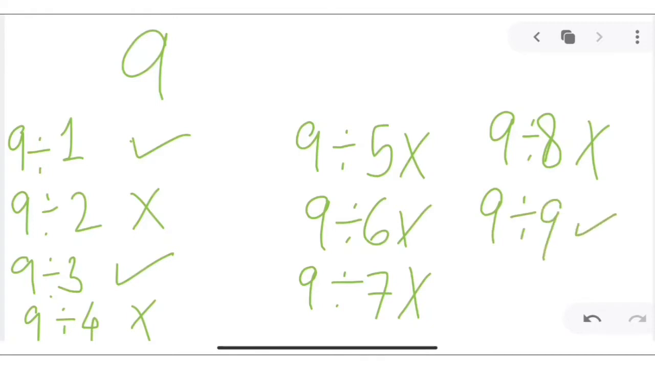So, which are the factors of 9? 1, 3 and 9.